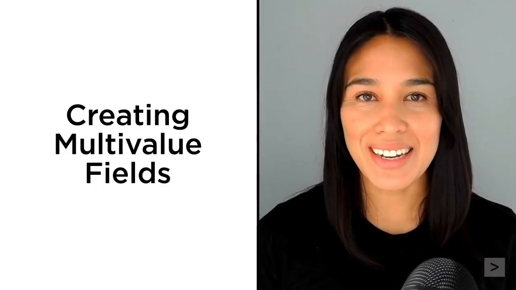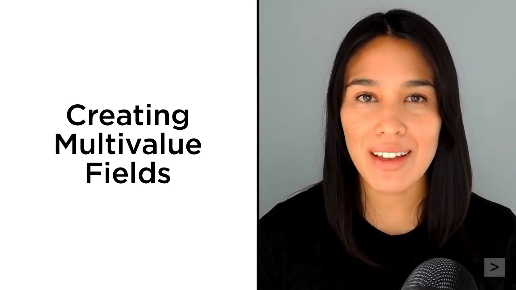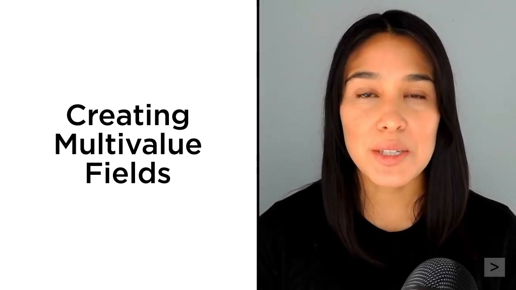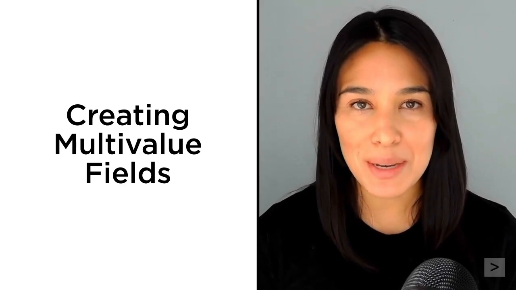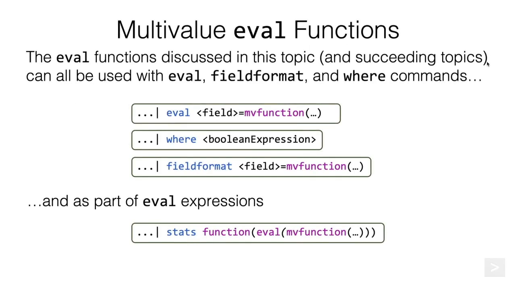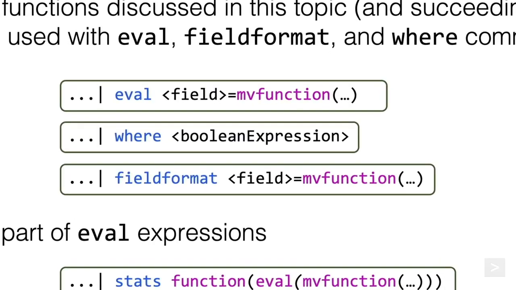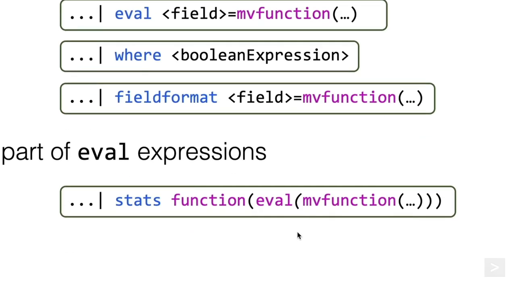In this segment, we'll learn how to create multi-value fields using the split function and the make_mv command. The multi-value eval functions that we'll be discussing in this segment will all be functions of the eval command and can also be used with the fieldformat and where commands. We can also use these multi-value functions as arguments of an eval function of the stats command.